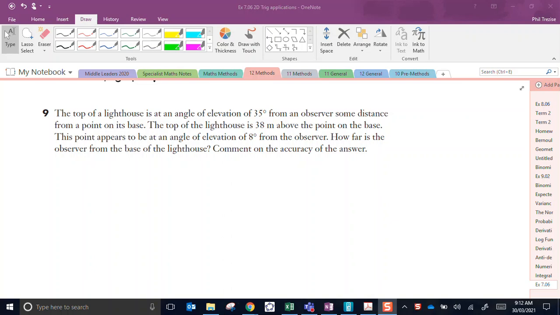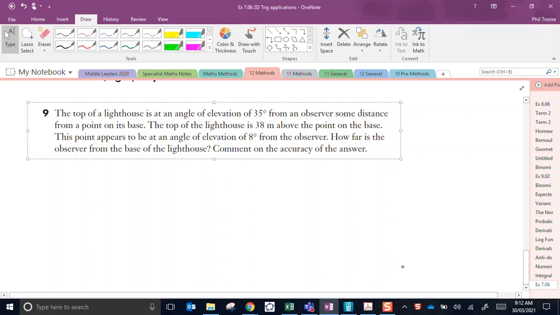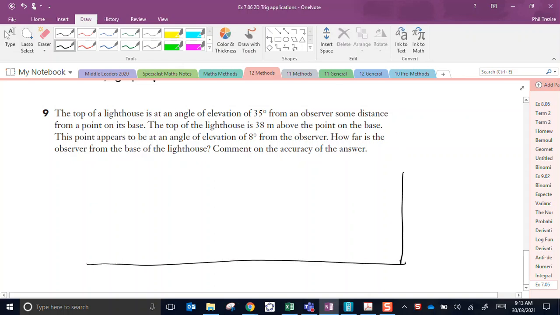Hi everyone, here's another example of a trig question involving a little bit of a diagram that we need to construct. So we have the top of a lighthouse that has an angle of elevation of 35 degrees from an observer. So here's the lighthouse. Let's draw the lighthouse. Let's draw the ground. And our observer's over here. 35 degrees.